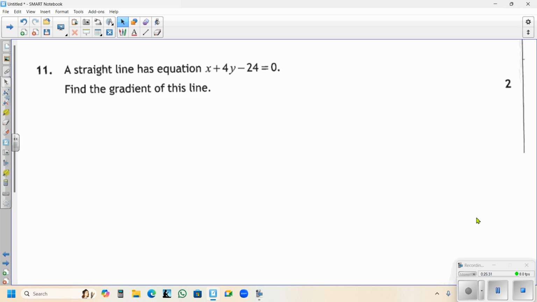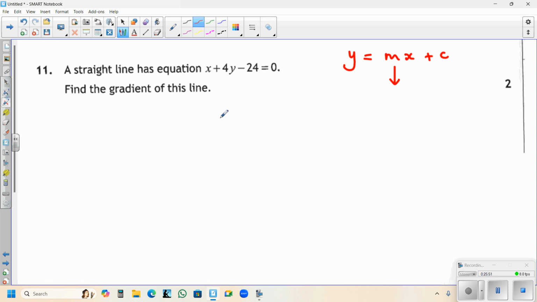Question number 11. A straight line has equation x plus 4y minus 24 equals 0. Find the gradient of this line. So this is a typical question where you've got to rearrange this whole formula so that you've got y equal to mx plus c. And when it's in that format, you can read off the gradient as the number in front of x.